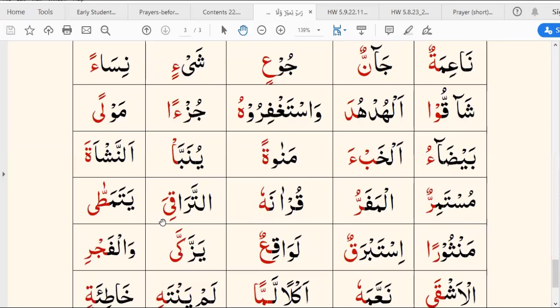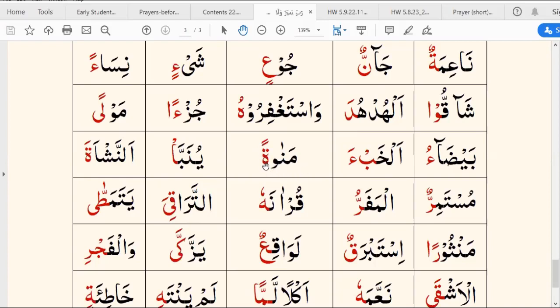Be mindful of your elongation. So it's at-taraqi. Have a go. At-taraqi. Good. Now we're going to go on to this one, another recap.